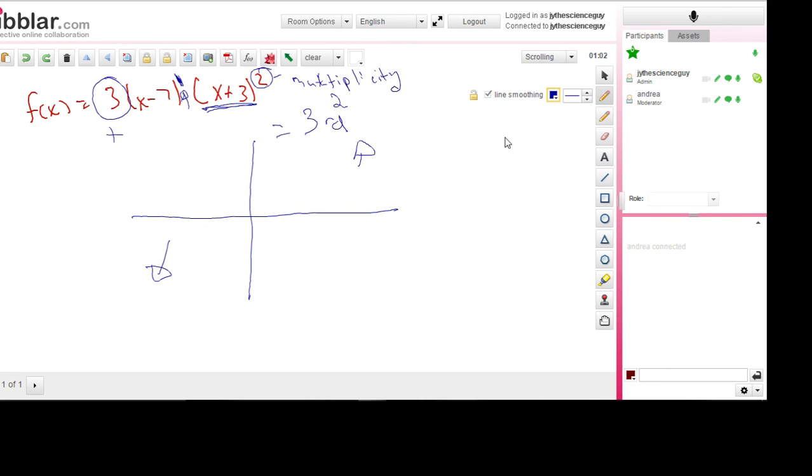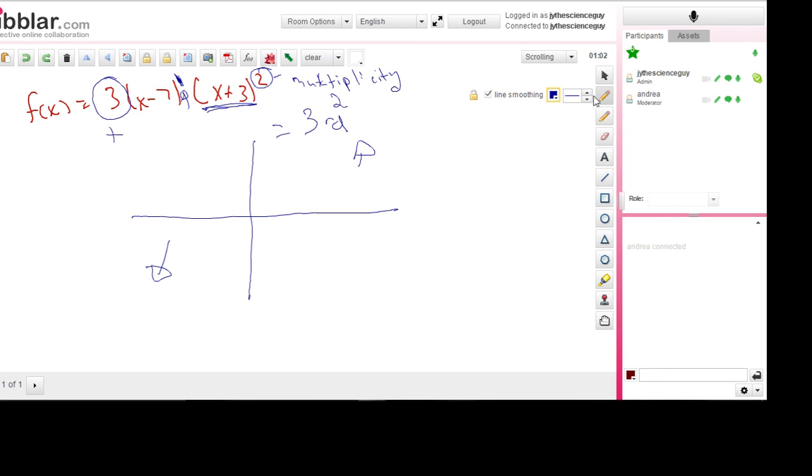Yes. Okay, so now I'm going to put in a couple of dots. This is positive 3, so I have a dot at negative 3. This is negative 7, so I have a dot at positive 7. I know that the multiplicity of this is 2, so it just barely touches the axis and then comes back down. And this has a multiplicity of 1, so that means that it goes through the axis.